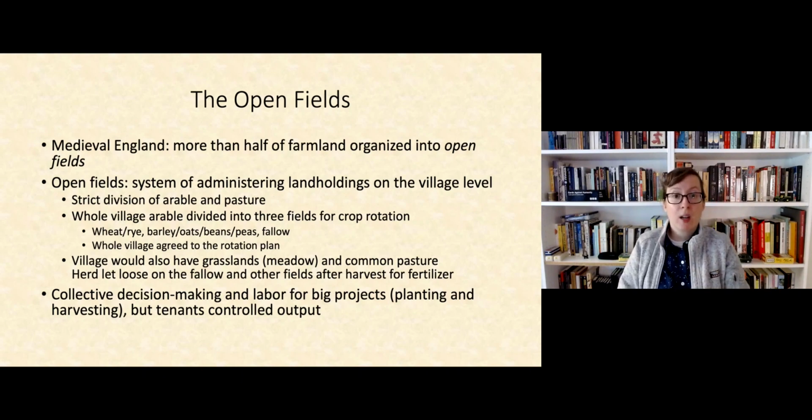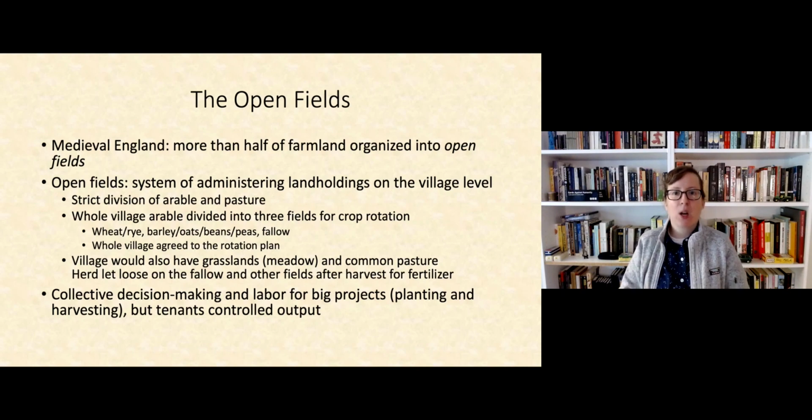In medieval England, more than half of the farmland was organized into a system called the open field system. Open fields were a system of administering landholds on the level of the entire village, okay? And this has a few really important properties. First property is there was a really strict division of arable and pasture lands in the open fields, okay? Animals and crops did not mix. That's an important characteristic. Second, the entire village rotated together.